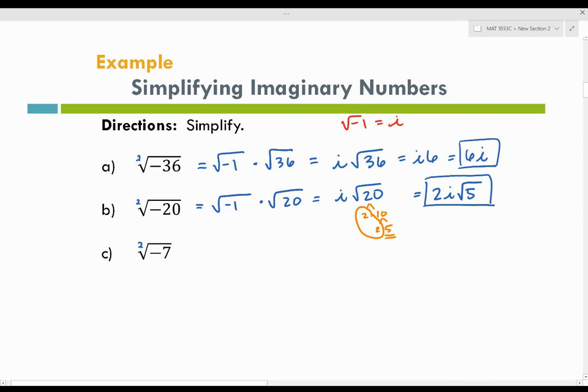Okay. All right, let's try the last one. So we have the square root of -1 times the square root of 7. The square root of -1 becomes i times the square root of 7. The square root of 7 doesn't break down, so we have to leave it the way that it is. And that's our final answer. Awesome.